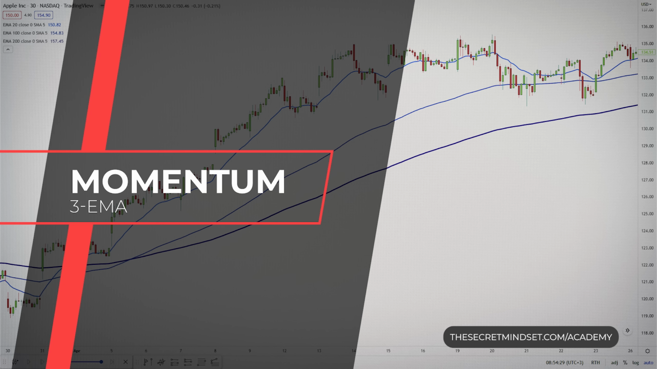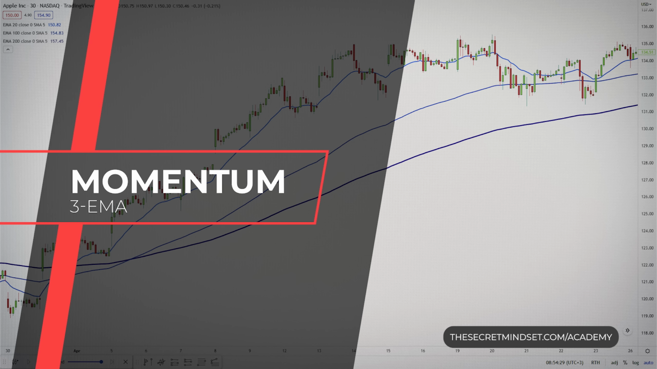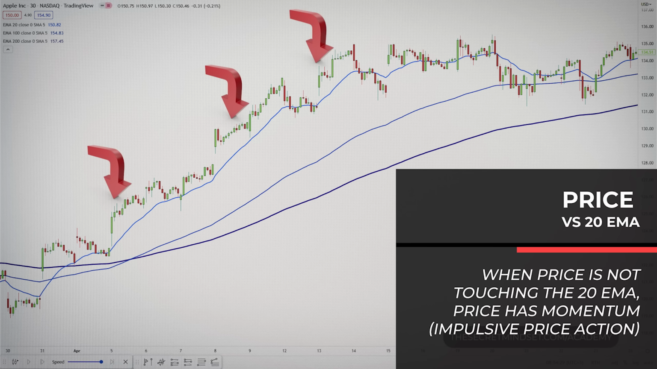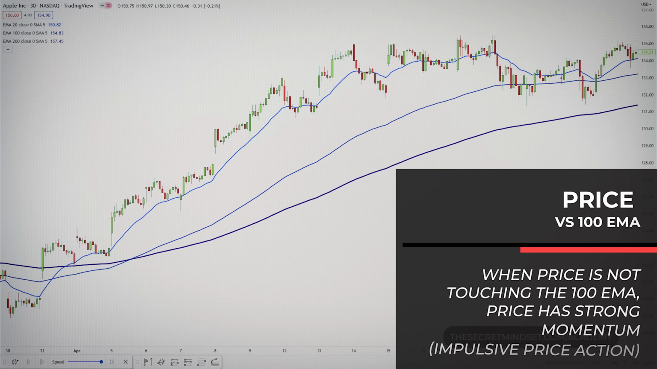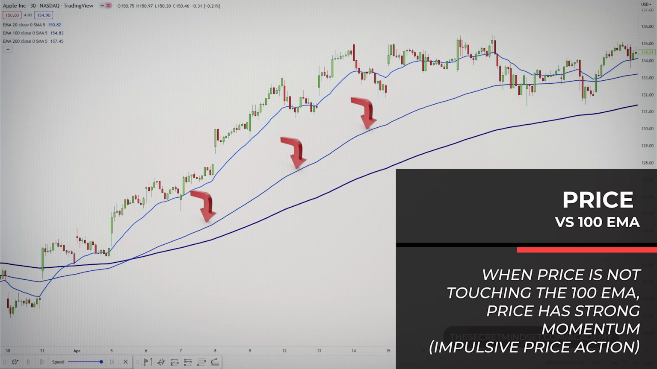Moving averages also show momentum. First, you analyze price versus the short-term moving average. When price is not hitting the 20 EMA, price has momentum and is showing impulsive price action. Then you look at the price versus the medium-term moving average. If the price is not touching the 100 EMA, again, price is in a strong impulsive price action.